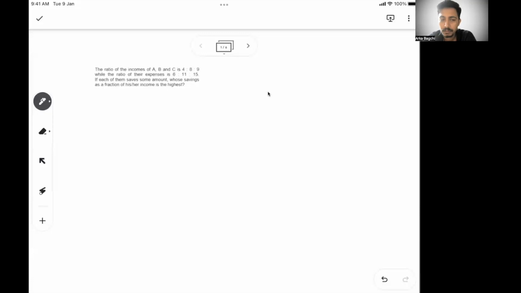So the first problem. A similar problem we did in the level 1 session of ratio, proportion, variation, where there were two incomes given and two expenses given, and they were asking for the savings rate. So this will be a little extrapolation of that particular concept.